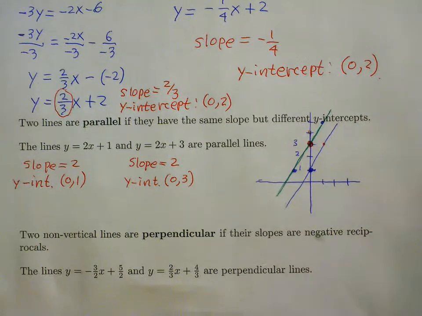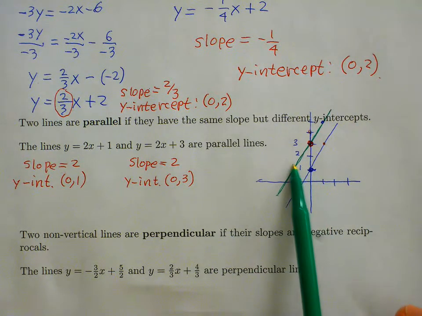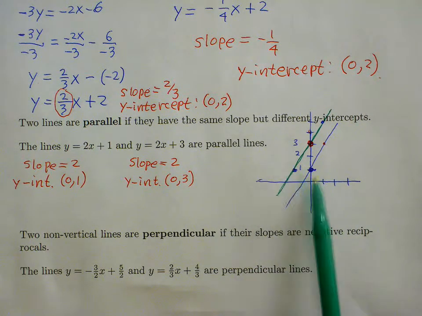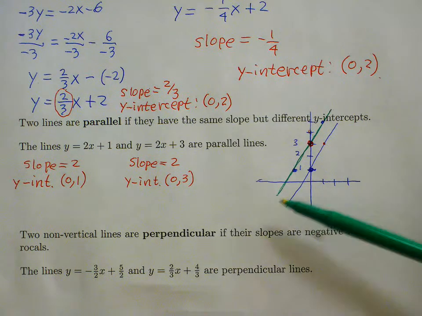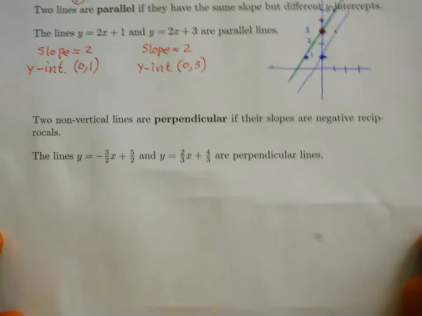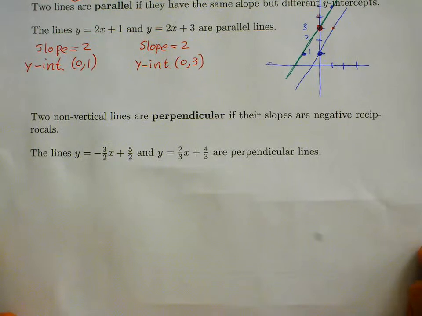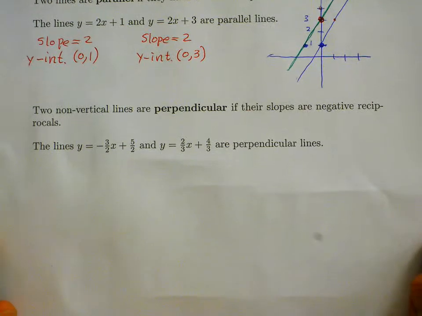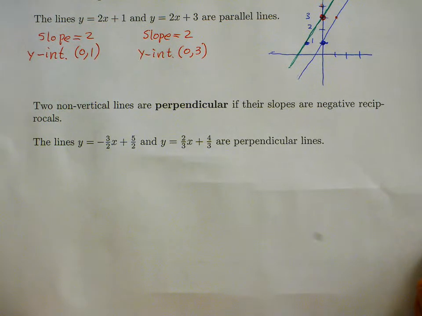Okay, so the idea with parallel lines is that they never intersect. They run alongside each other and they never touch. Okay, the next one: two non-vertical lines are perpendicular if their slopes are negative reciprocals.